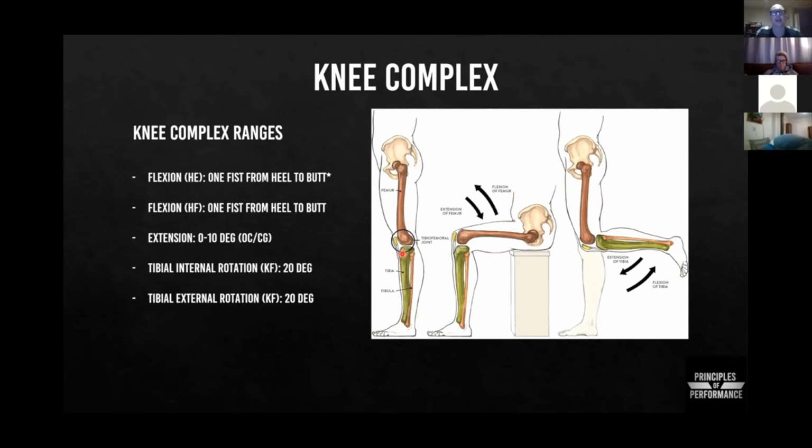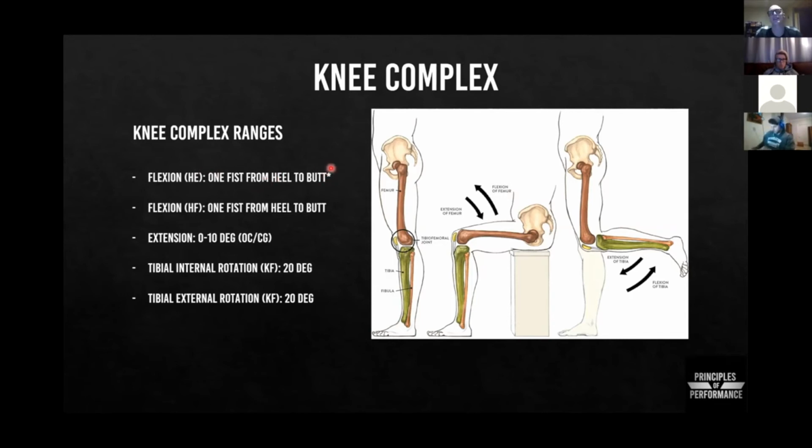Now, knee complex ranges. Flexion's a little challenging, and I'm going to tell you why. So flexion in a hip extended position, typically one fist. So it could be yours or it could be the client's, doesn't matter. One fist away from their heel to their butt.